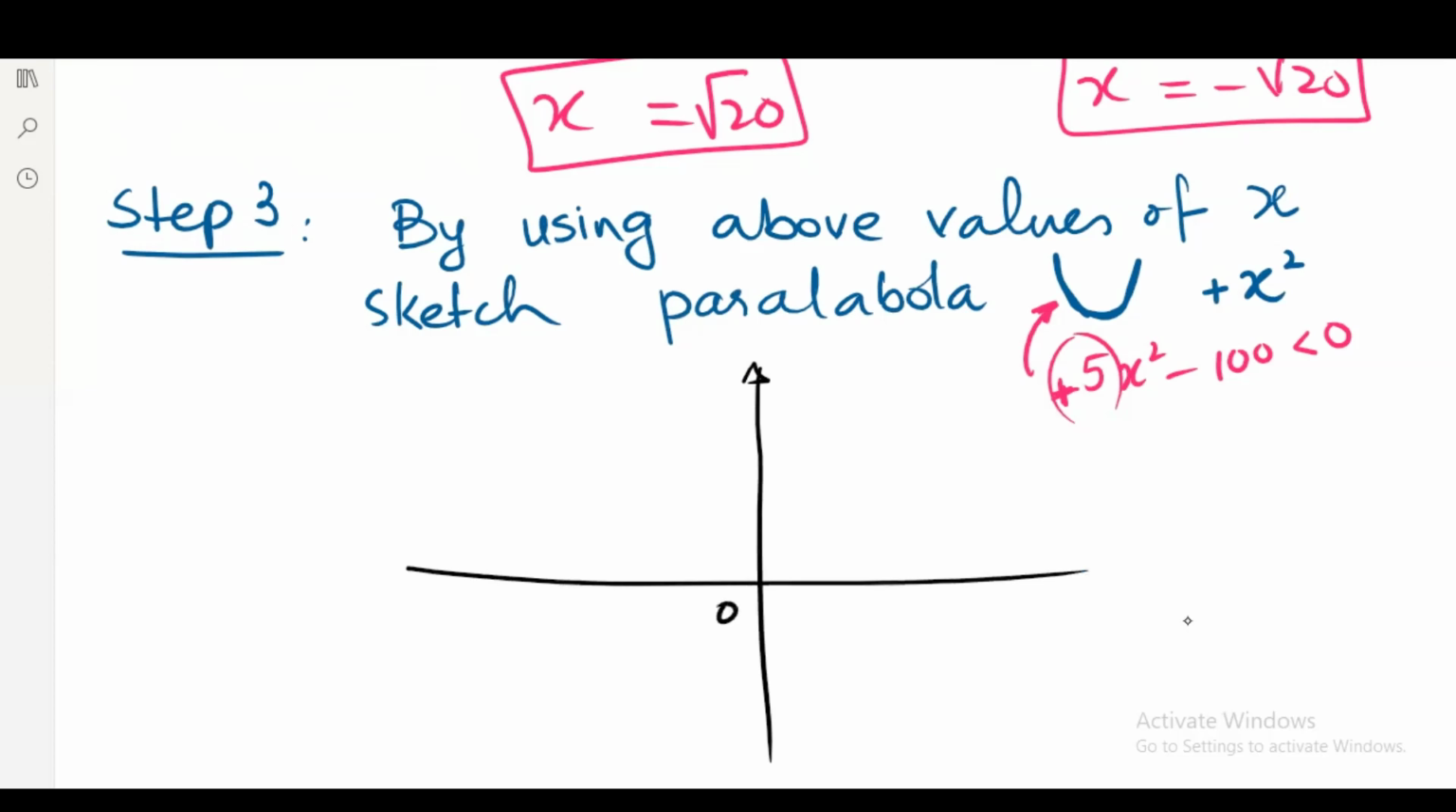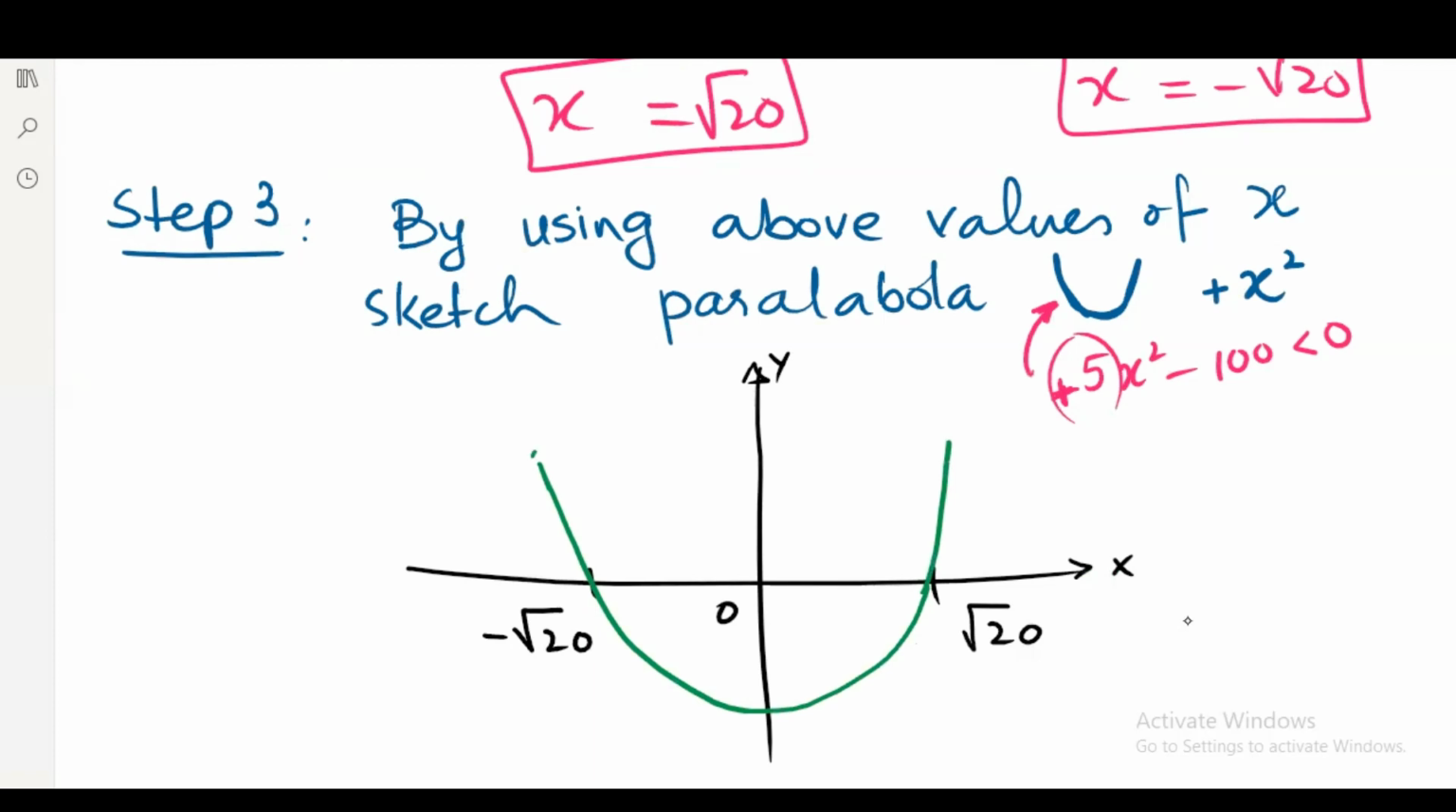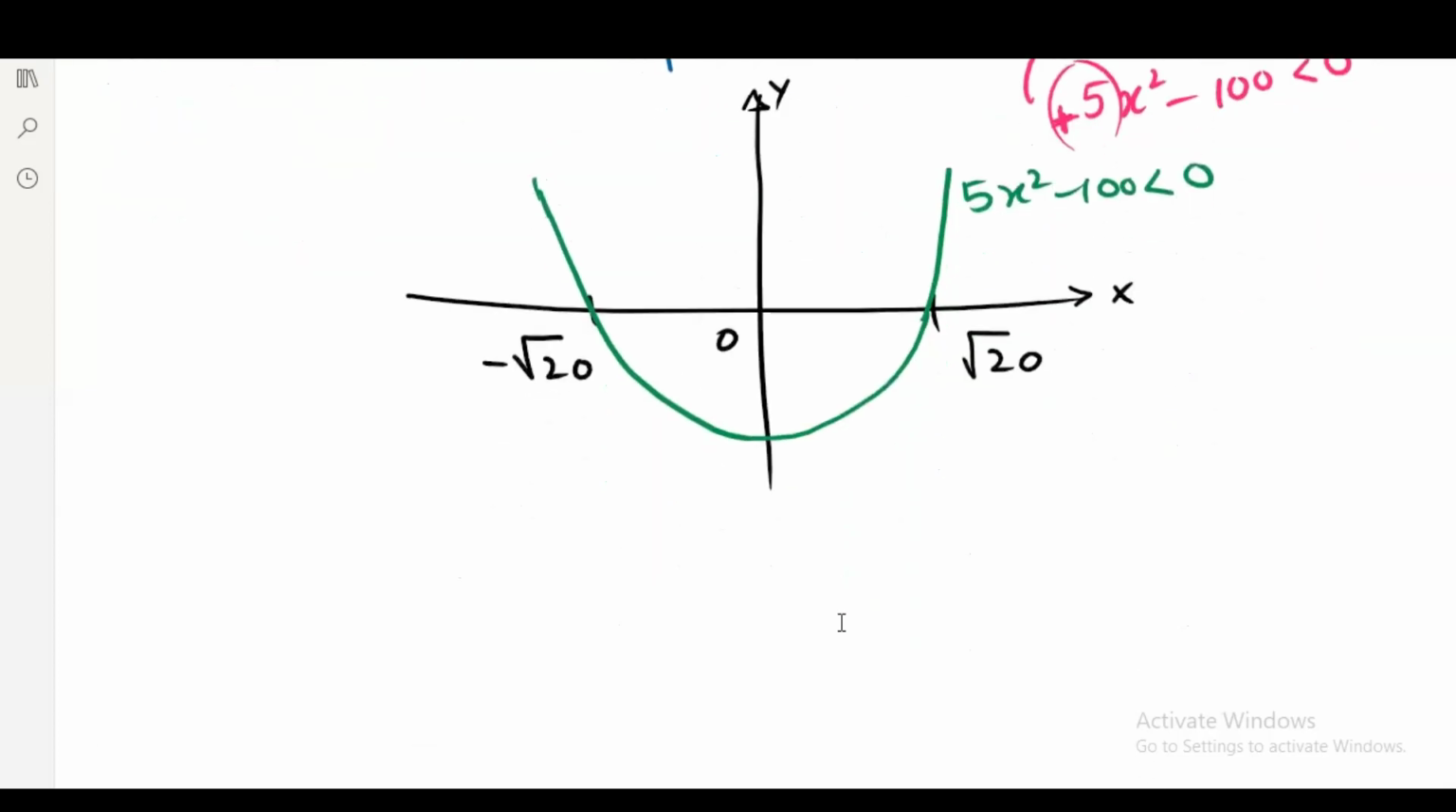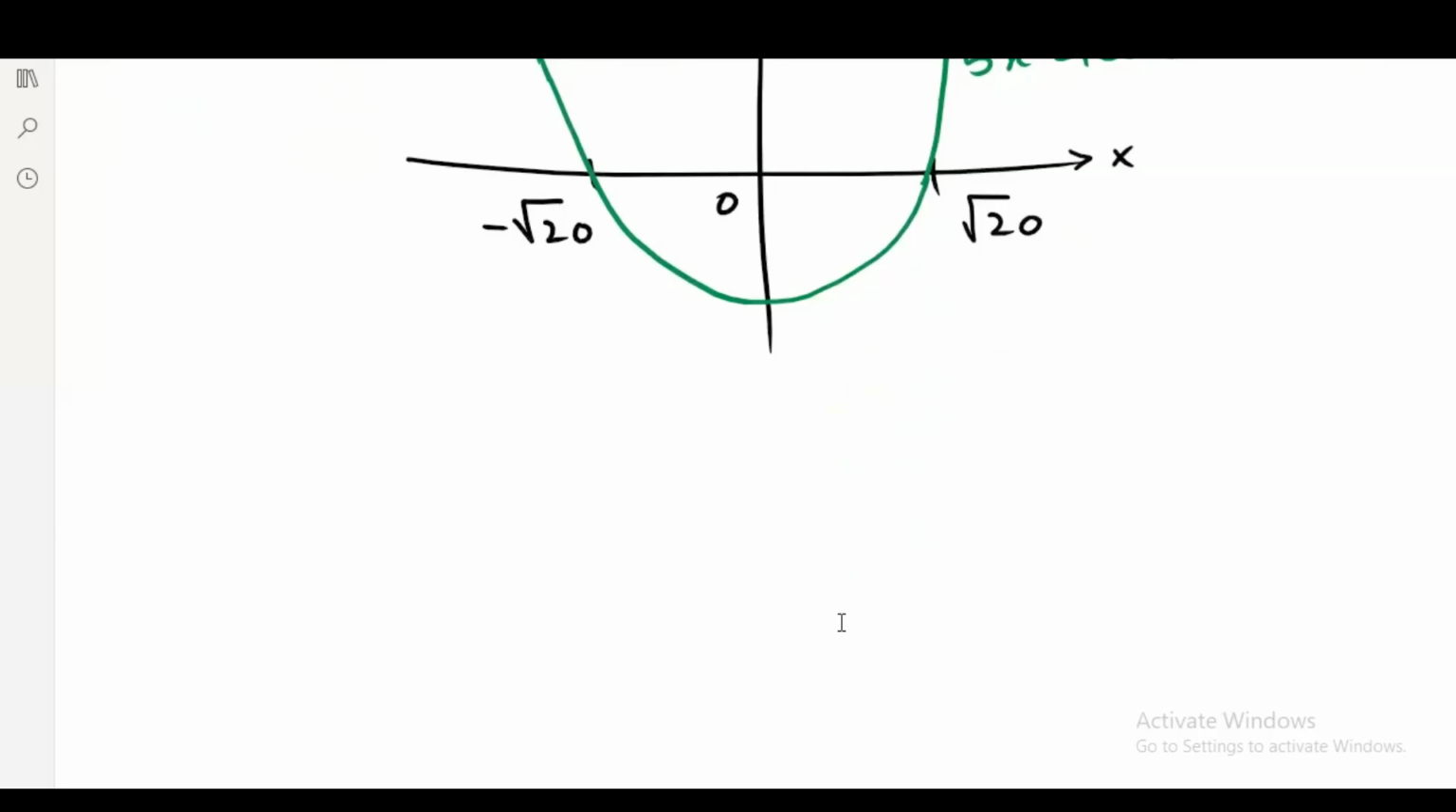Draw the y-axis and x-axis. And we have minus square root 20 and plus square root 20, two values of x here. Now sketch the parabola. This is for 5x squared minus 100 lesser than equal to 0. Step number 4, shade the correct region in the diagram.